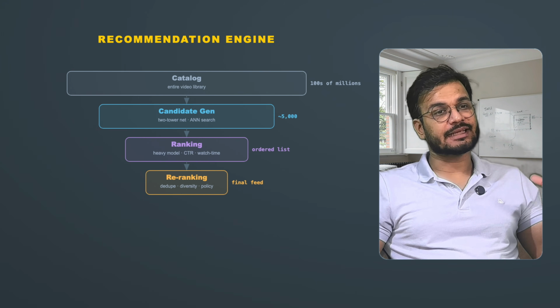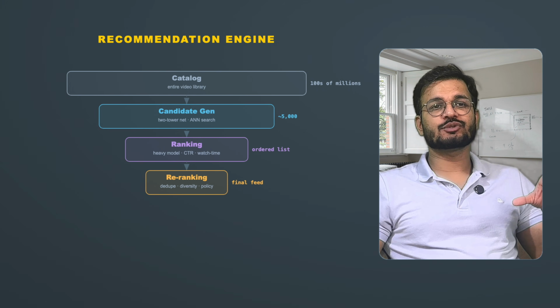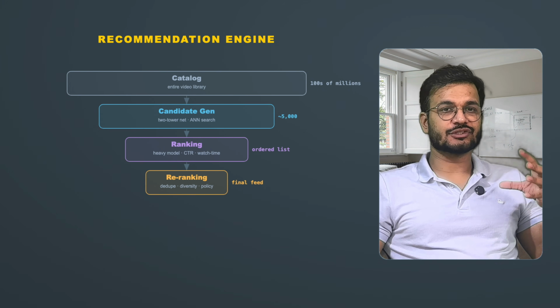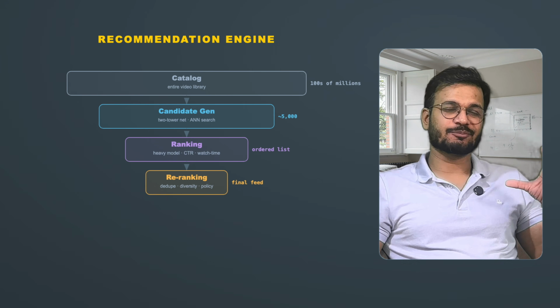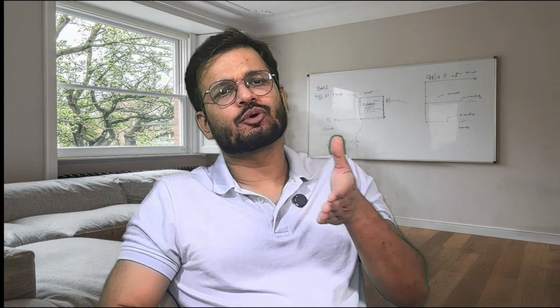After that, we have re-ranking. Now, business rules are applied on top. Remove videos the user has already watched. Ensure diversity, not 10 videos from the same channel. Apply content policy filters. Optionally, you can inject promoted content also.